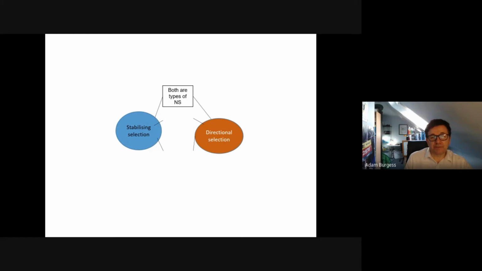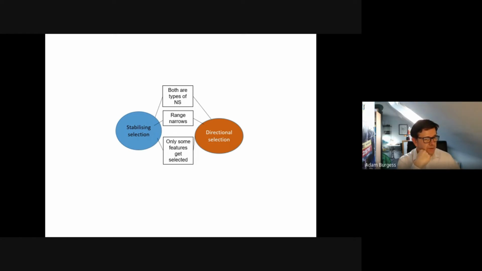In terms of the similarity, first of all, both are types of natural selection. The range does narrow, and only some features get selected. So very much what you said. Both have something to do with phenotype. They do act against the extremes and they reduce variation. Well, yeah, the range narrows. You only get some features selected. So if you write that down, please. That's what we call the similarities.